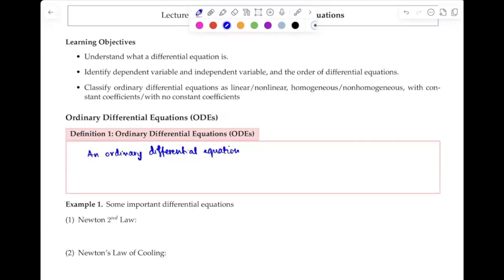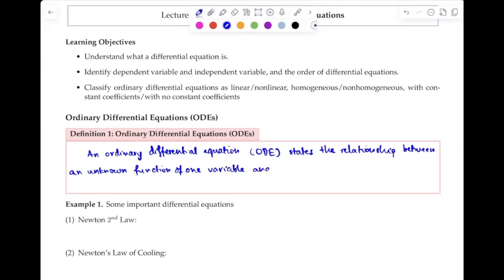But an ordinary differential equation, or an ODE, states the relationship between an unknown function of one variable and its derivatives.